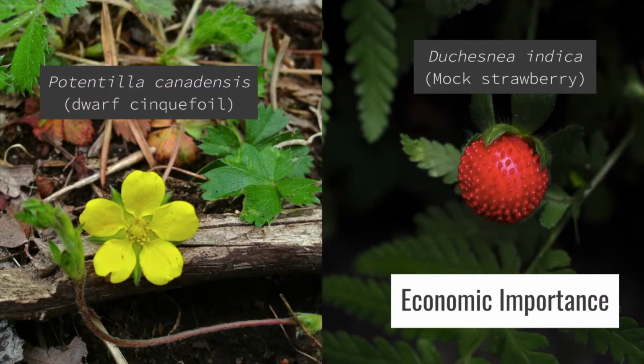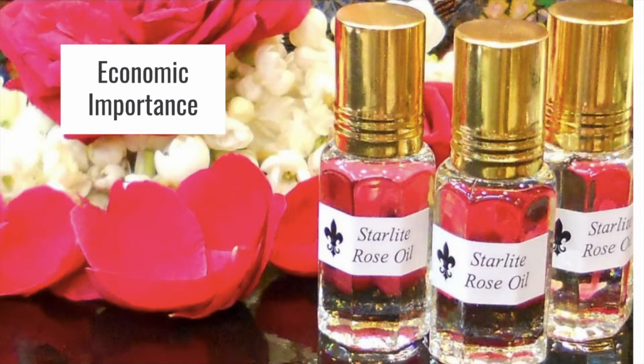Some species are ecological indicators of habitat conditions. For example, in an acidic environment, species such as dwarf cinquefoil and mock strawberry will begin to grow. Perfumes are made from rose oil. Also, rose hips are made into jam, jelly, marmalade, and some soups.